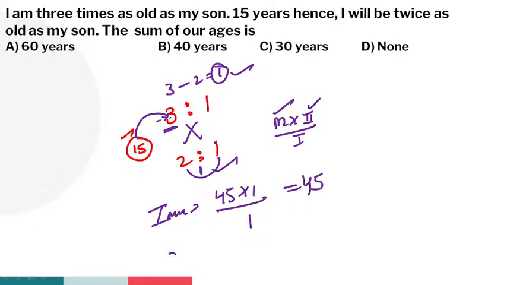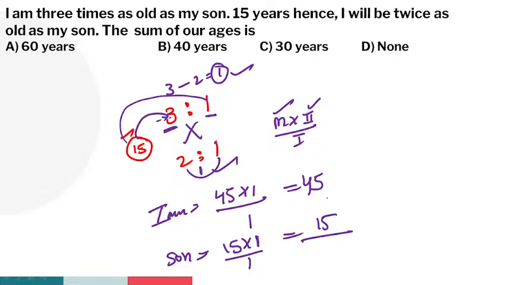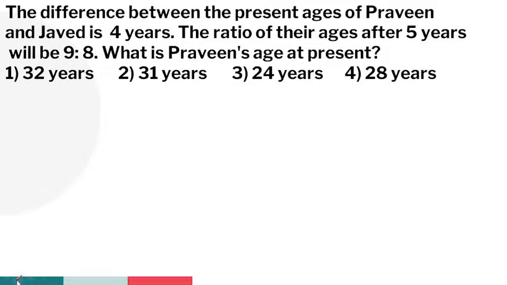45 years. My son's age. My son is how many parts here? One part. After how many years? 15 years. 15 into 1, 15. Okay, then step 2 difference by step 1 difference is equal to 15. 45 plus 15 is how much? 60 years, guys. Clear? Shortcut. Right. And move on to the next one.